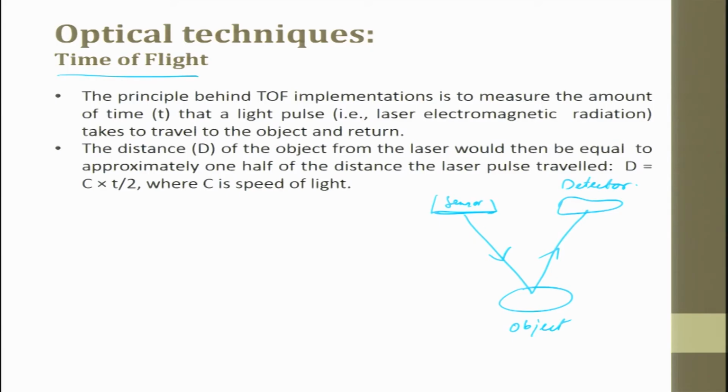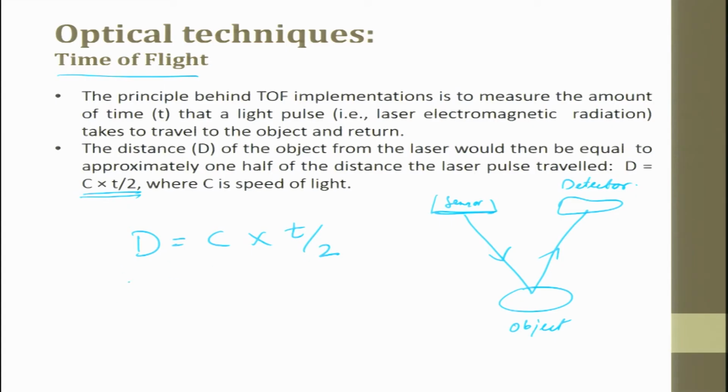The principle behind time of flight implementation is to measure the amount of time that a light pulse, laser, or electromagnetic radiation takes to travel to the object and return back. The distance d of the object from the laser would then be approximately 1/2 of the distance the laser pulse travelled, d equals c into 2t. So, d equals c into t by 2.